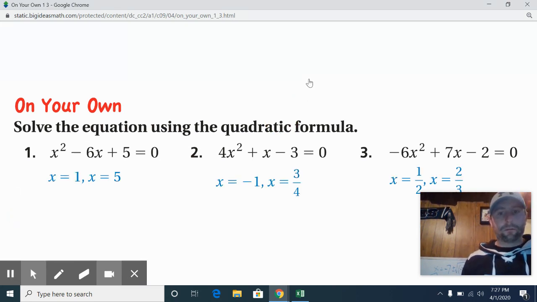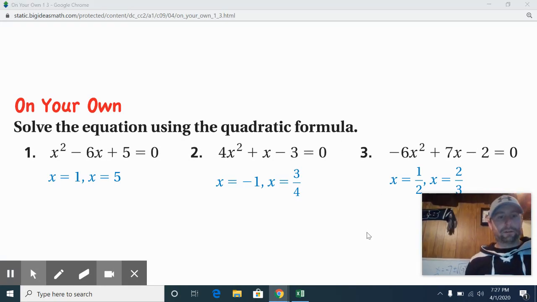All right, so here's what we hopefully come out with. Our answers would be x equals 1 and 5 for number 1. X equals negative 1 and 3/4 or 0.75 for number 2. And then x equals 1/2 or 2/3 for number 3, or 0.5 or 0.6 repeating. Okay. So again, if you follow the steps that I discussed today, you should be pretty successful. And remember, this is a really useful method, guys, because we can use it for, as you can see, any type of quadratic equation. Okay.